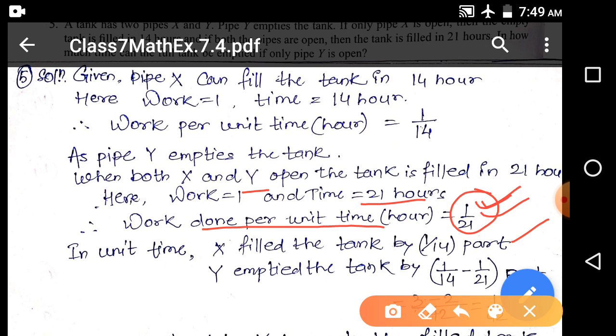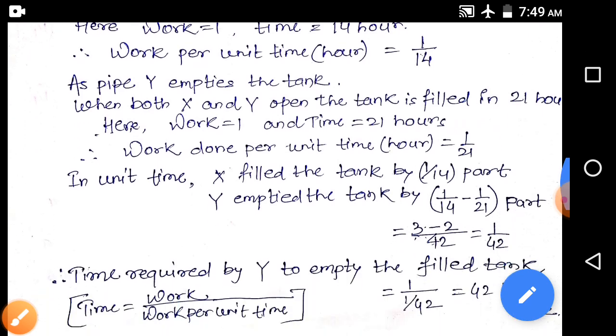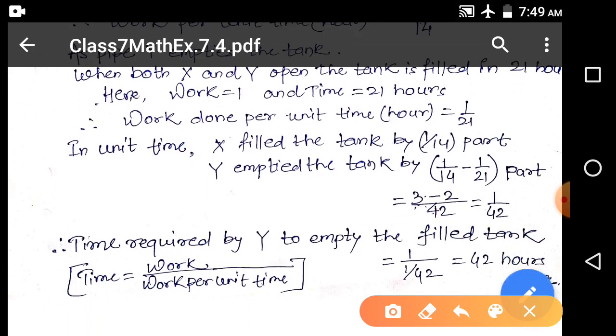So some part is emptied by Y. So what part is emptied by Y? In order to calculate this, see this once again. This 1 by 21 is the remaining part, considering it for 1 hour. In 1 hour, this 1 by 14 part is filled by X. And when X and Y both are open, then the part left is 1 by 21, because X is open which fills the tank and Y is open which empties the tank. So what part is actually emptied by Y?